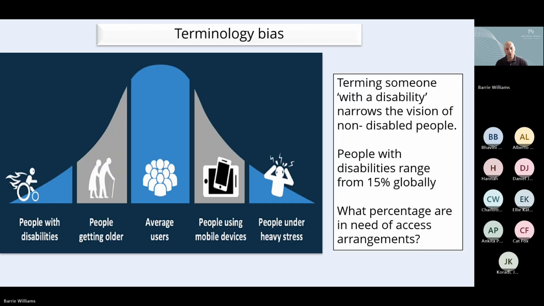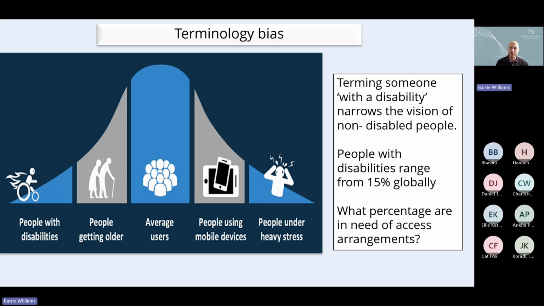So I already mentioned a little bit about who we're talking about, but there is this terminology bias. If you mention the word disability to people, they automatically shut off, they automatically turn off. What is happening here is we think about people with disabilities and they think, well, I don't really need to design much for those guys.